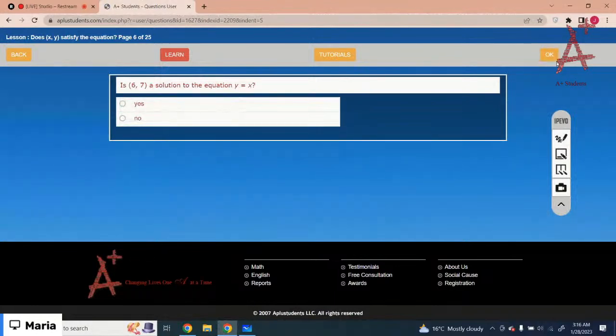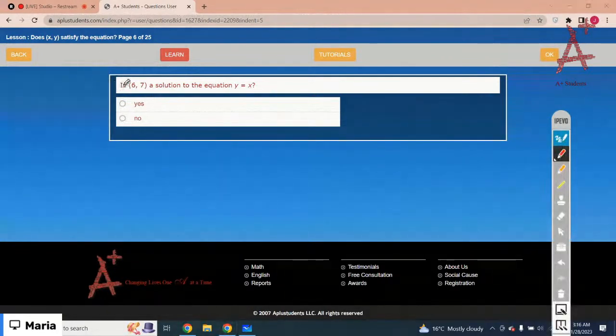Okay, the next one is: is (6, 7) a solution of the equation? So you have x is 6 and y is 7. So it would be 7 equals 6. No, they are not equal. So the correct option is no. Got it?